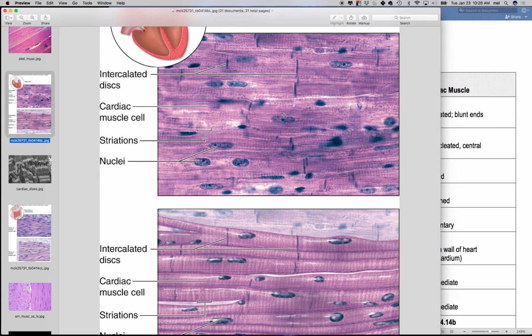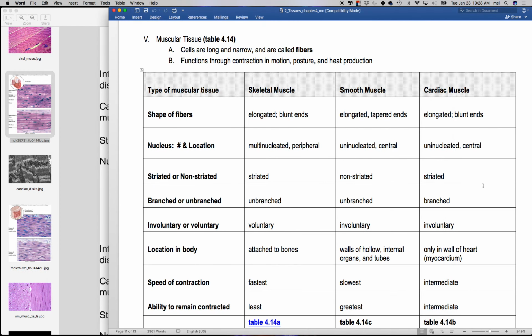And then we get to the striations. Okay. So let's talk about the three tissues, striated or not striated. So striations are not the same as fibers. Fibers are the whole cell, and striations are a feature of the cell. Striations run perpendicular to the long axis of the cell.